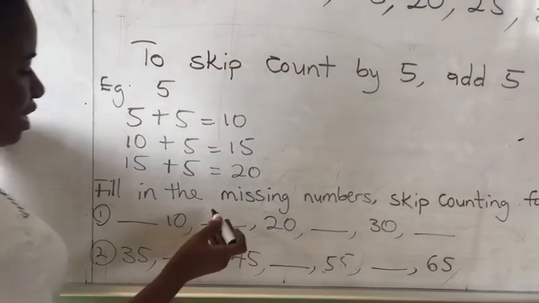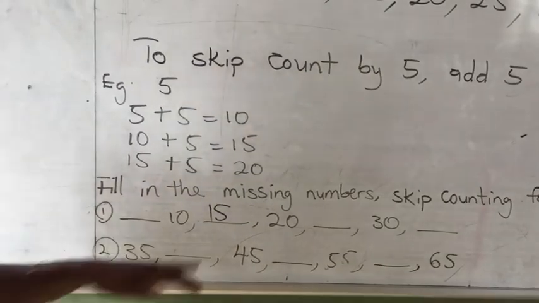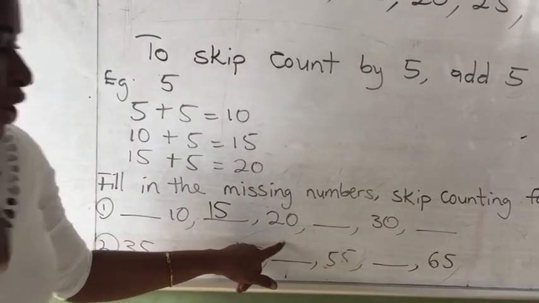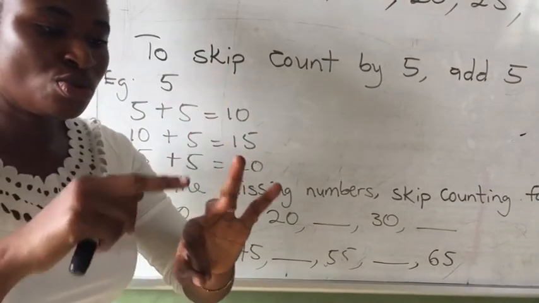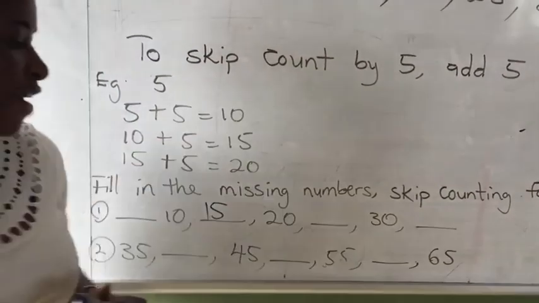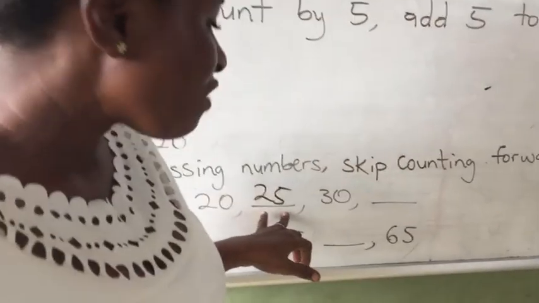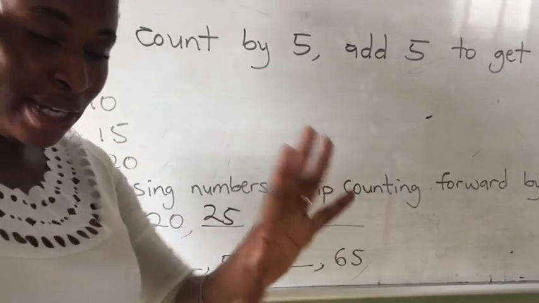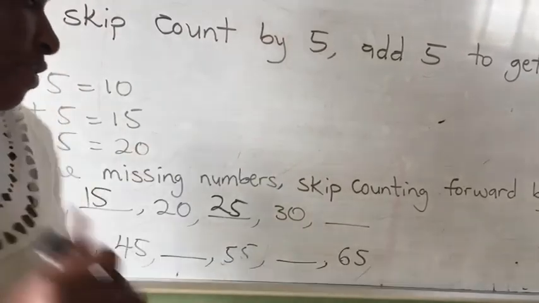So the next number here is what? 15. Now, to get the next one, you add 5 to 15 and that gives you 20. Now put 20 in your head. You have 5. 21, 22, 23, 24, 25. Very good. When you add 5 to 25, you get 30. 30 in my mind plus 5, 31, 32, 33, 34, 35.